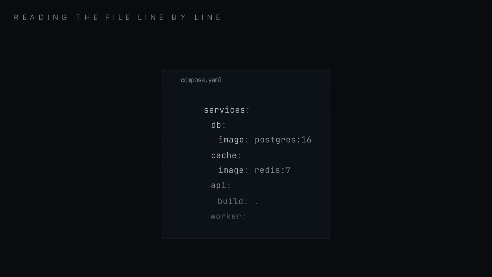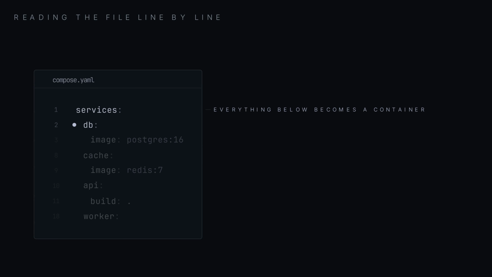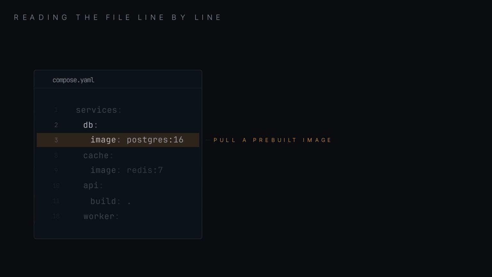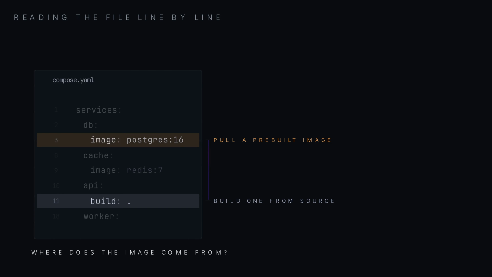Before any of the clever parts, it is worth reading one of these files properly, because every line is answering a specific question. The top-level key services introduces the things that will become containers, and each name under it, db, cache, api, worker, becomes one. Under db, image names a pre-built thing to download, Postgres version 16, and that is the whole definition of that container. Under api, you get build dot instead, which says, there is no pre-built image, construct one from the Dockerfile in this directory. Those two keys are answering the same question: where does the image come from? And a service uses one or the other, never both.